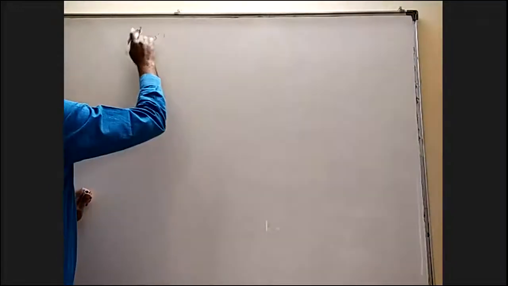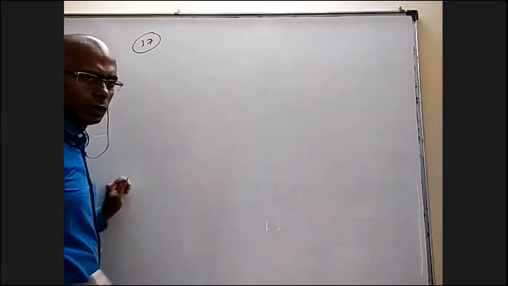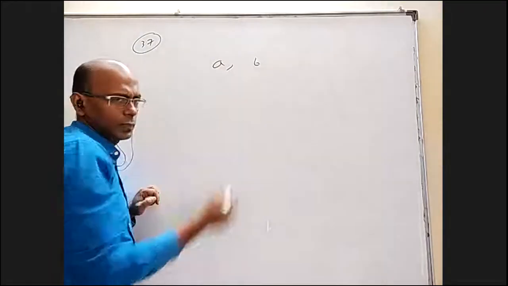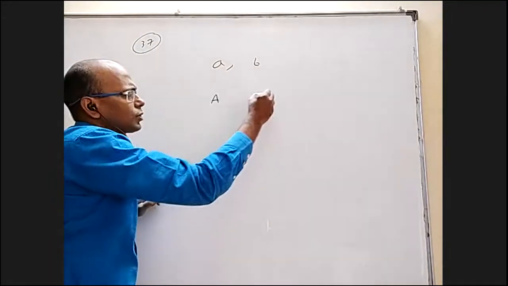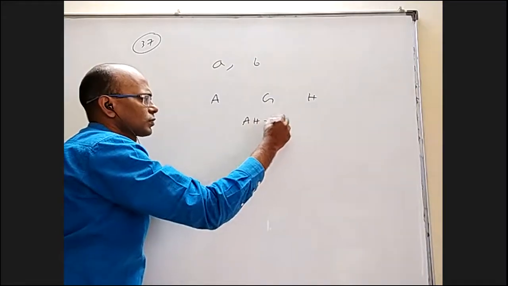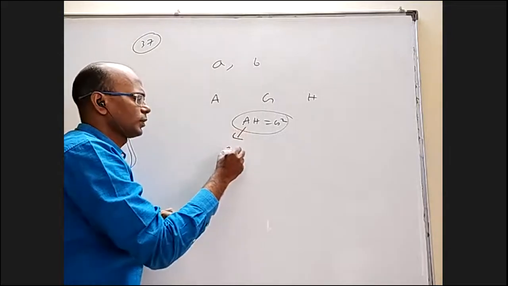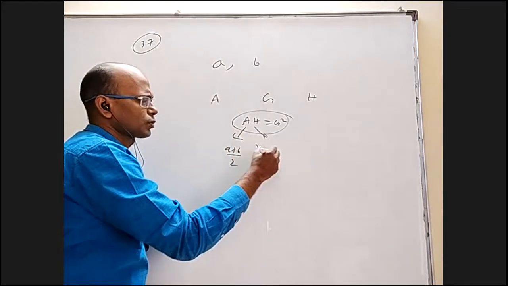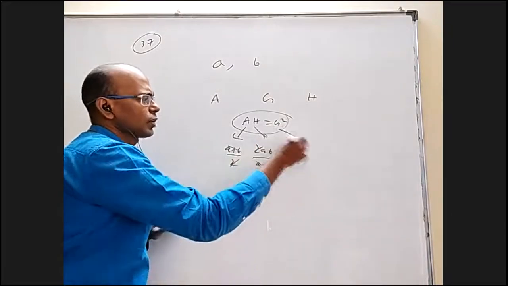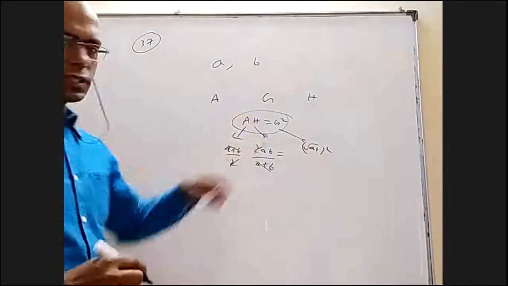Okay, coming to 37. If I take only two numbers A, B, take arithmetic mean as A, geometric mean as G, and harmonic mean as H. AH equal to G square. This is a relation. Why? Arithmetic mean is (A plus B) by 2. Harmonic mean is 2AB by (A plus B). When you cancel this and this, we will get AB, and geometric mean is root AB whole square. So they're equal. All of you know this, right?